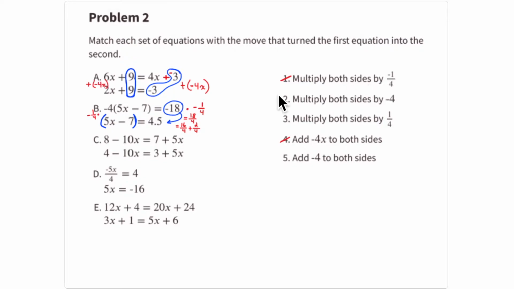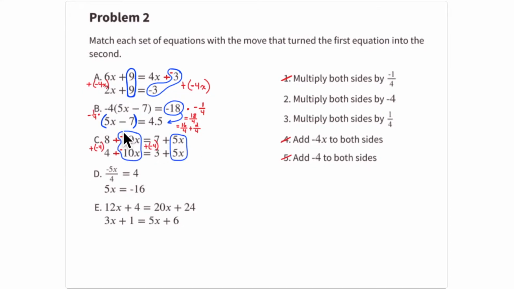Multiply both sides by negative 1/4. C, I'm going to change subtracting a positive 10x to adding a negative 10x in both cases. And you see that that does not change and the 5x does not change. So that means that you're probably adding something to both sides, not multiplying. If you're multiplying, then all these terms would change. But since you're adding, and you're adding only a negative 4, so this is 8 plus negative 4 is positive 4, and 7 plus negative 4 is positive 3.